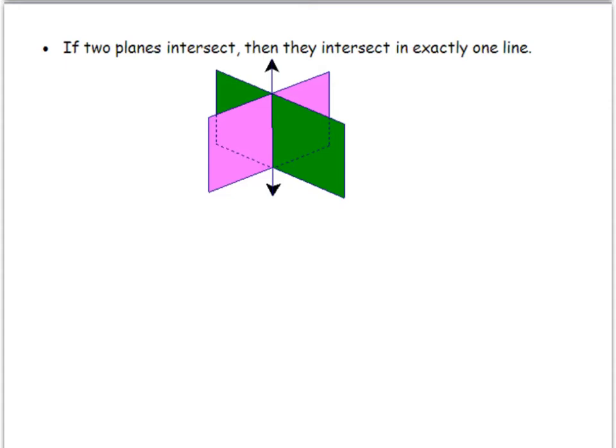Last postulate. If two planes intersect, then they intersect in exactly 1 line. As shown here, we've got two planes, the green plane and the purple plane. And when they intersect each other, they're intersecting along this single line. Think about a wall and your floor or your ceiling. The wall is one plane, the floor is another plane. They intersect all along the corner. What do you call that? Molding, whatever it is, where the wall touches the floor. There you go. So it intersects in exactly 1 line.